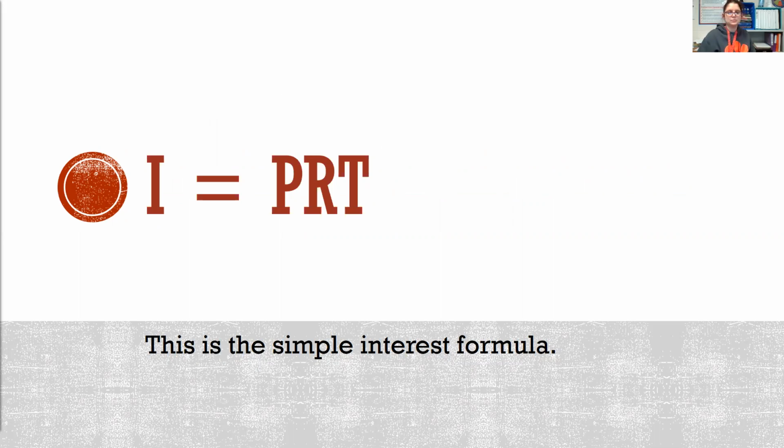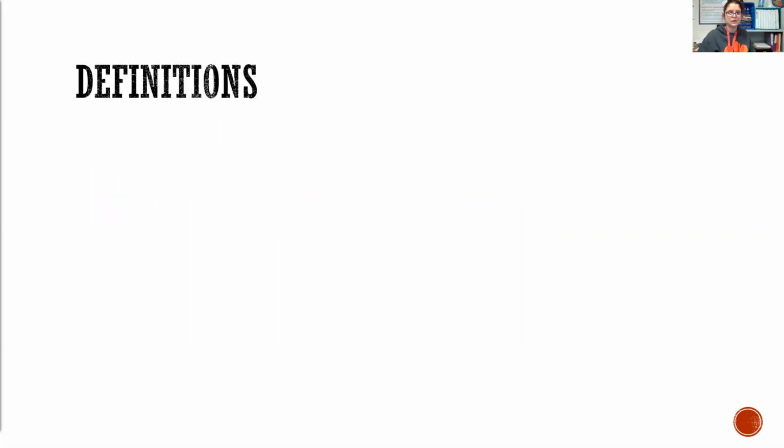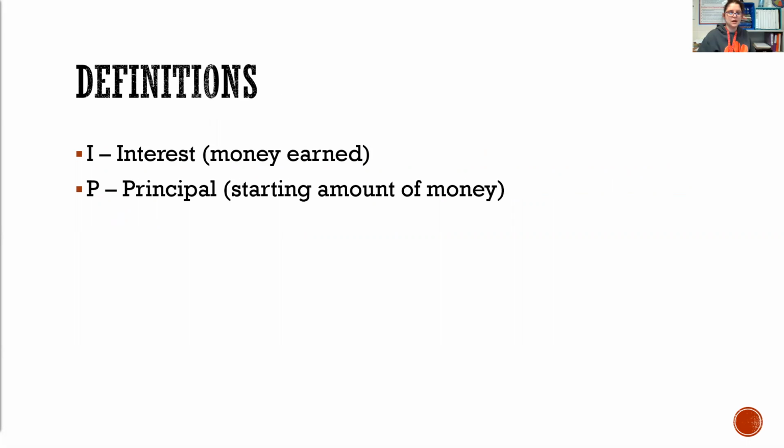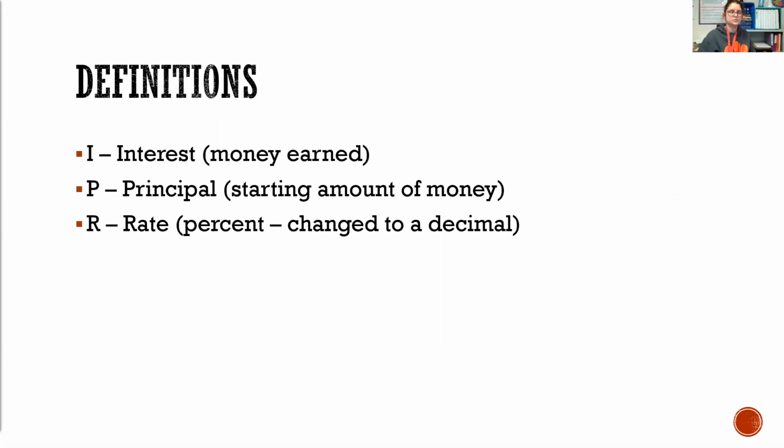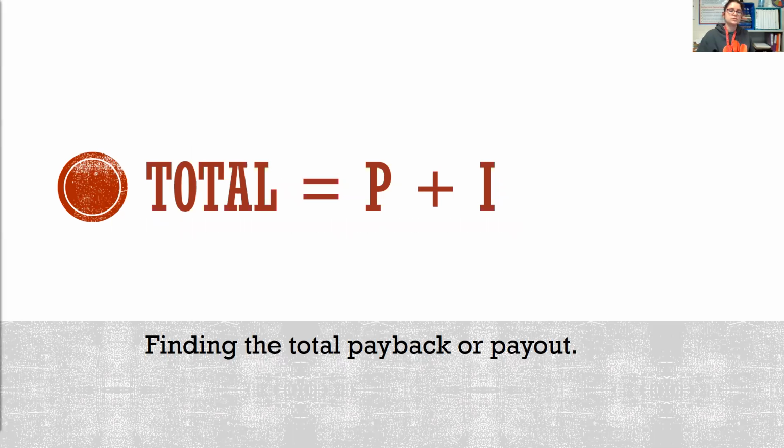As a reminder, the simple interest formula is I equals PRT, principal times rate times time. Our interest, I, is the amount of money earned. Our principal, P, is your starting amount of money. The rate, R, is the percent, which has been changed into a decimal to solve the formula. And T is time in years. And as a reminder, the total is your principal plus your interest. It's your total payback or payout, depending on if you owe the money or someone is giving you the money.